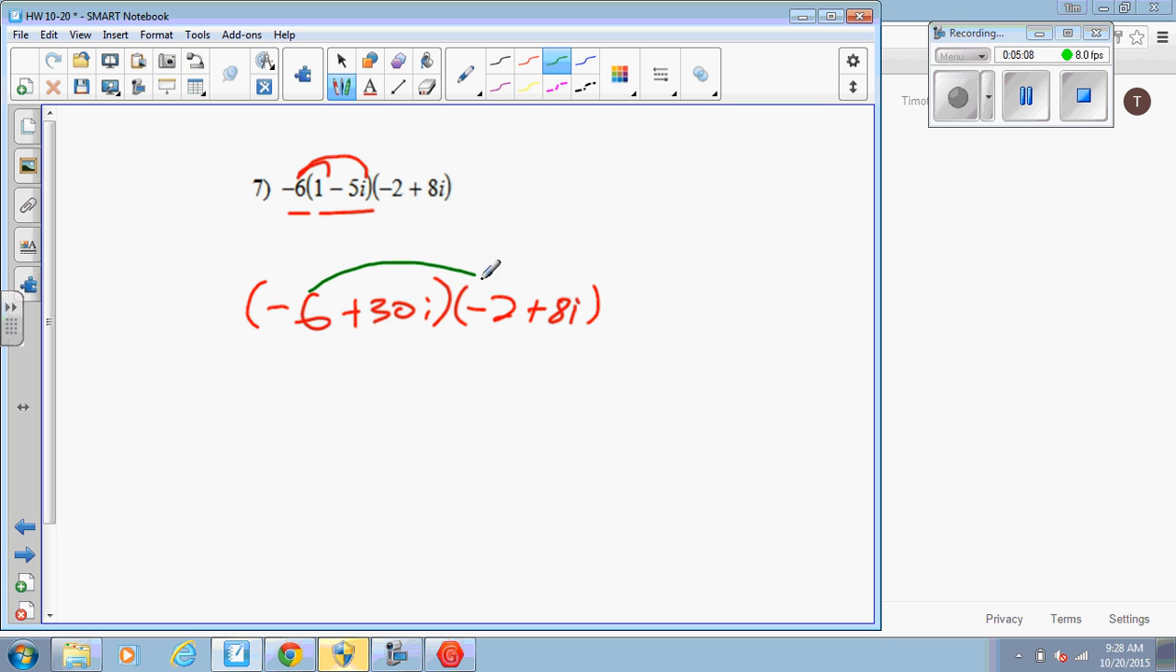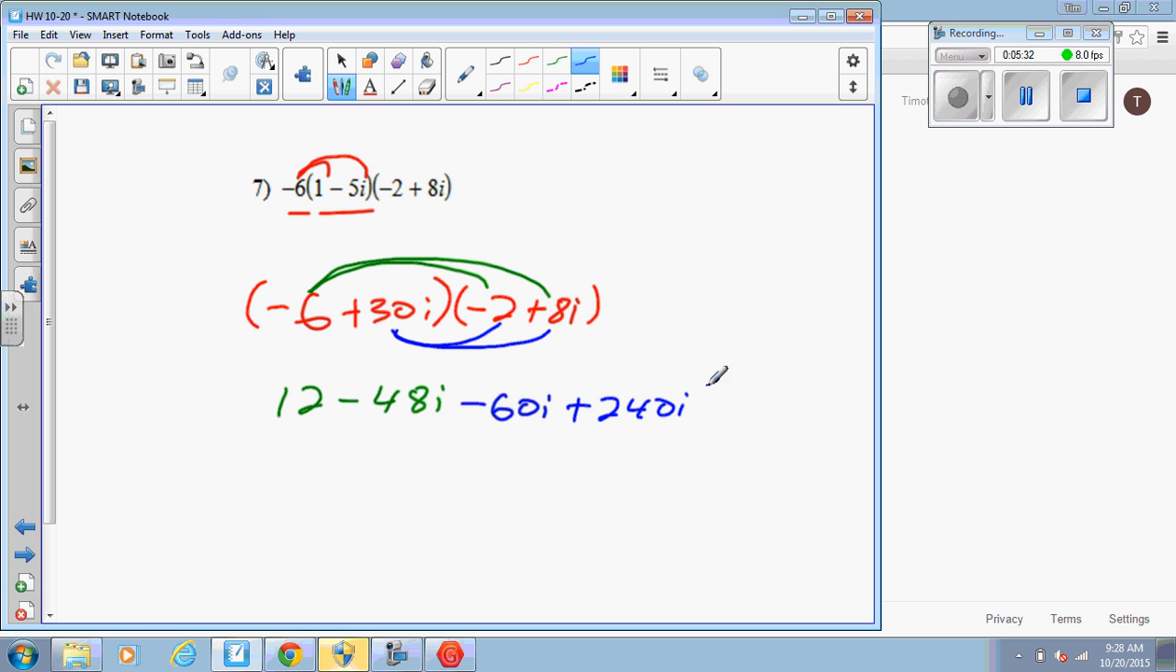Negative 6 times negative 2 is positive 12. Negative 6 times 8i is minus 48i. And then I have, I'll do a different color, 30 times negative 2 is minus 60i. And then 30 times 8 is that's plus 240i squared.